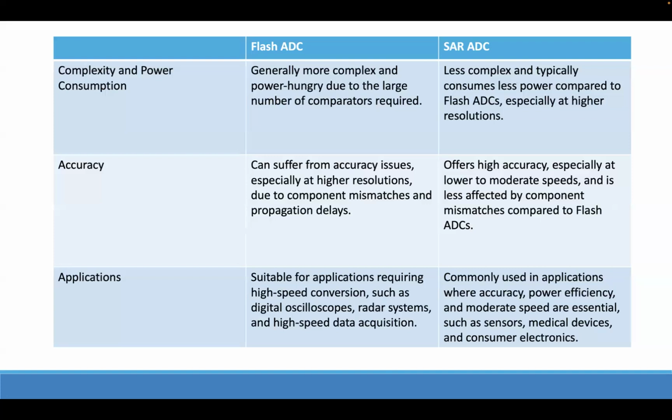For the applications, the flash ADC, because it's fast, is a perfect match for high-speed conversion applications like digital oscilloscopes, radar systems, and high-speed data acquisition. The SAR is more fit for applications that need high accuracy, power efficiency, and moderate speed, like sensors, medical devices, and consumer electronics.